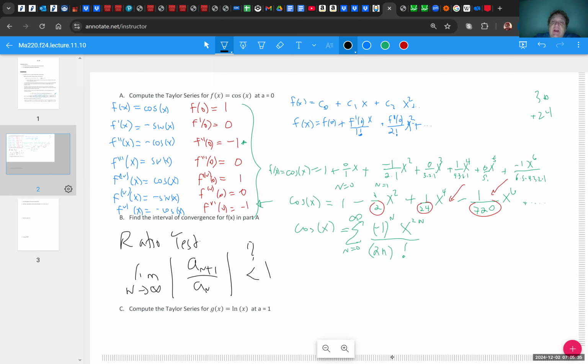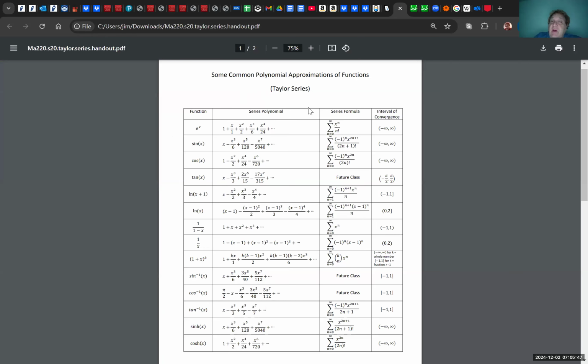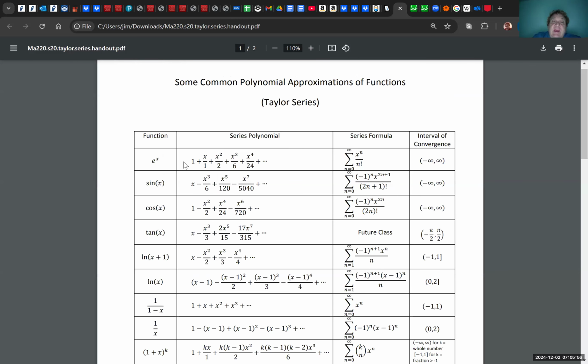Okay, so at this point, I'm going to show you that one of the documents I have for you on Canvas that you can download if you wish is a chart for the common polynomial series, the polynomial approximations for functions. So I'll zoom in maybe a little bit here. For e to the x, this is the polynomial, and this is what the closed form of it looks like. And for sine x, it's this thing. Cosine x is the one we just did.